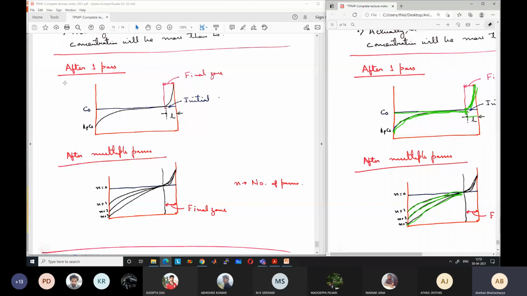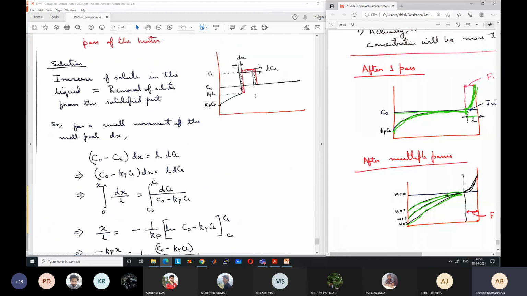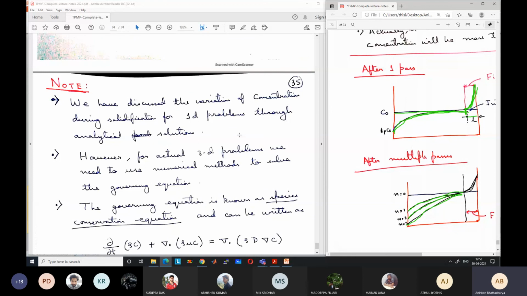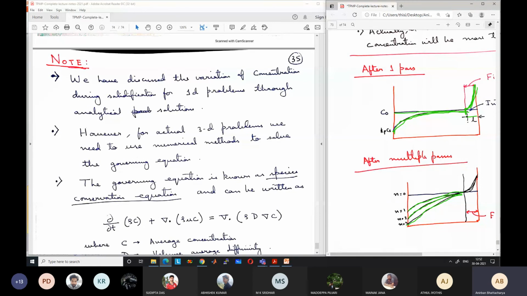Finally, we will conclude with some general discussion of concentration problems. What we have discussed is the variation of concentration during solidification for 1D problems with analytical solutions. For actual problems where you have a 3D casting or 3D welding, the problems are much more complicated, so you cannot solve them using analytical solutions.